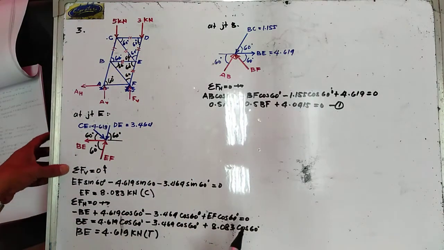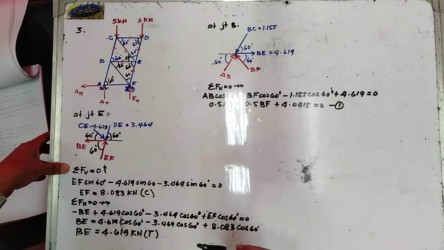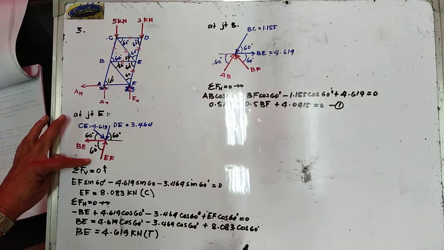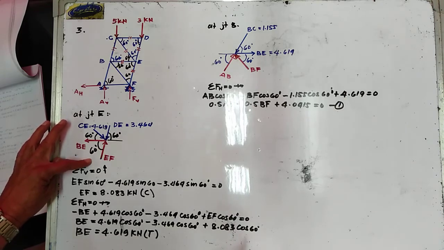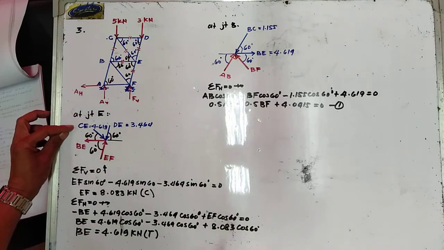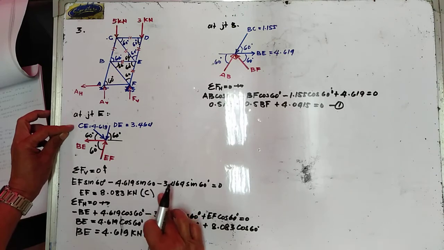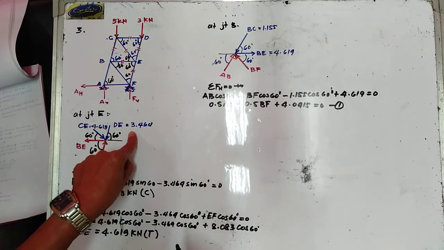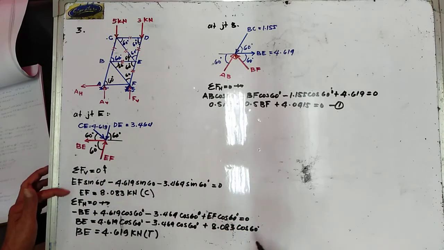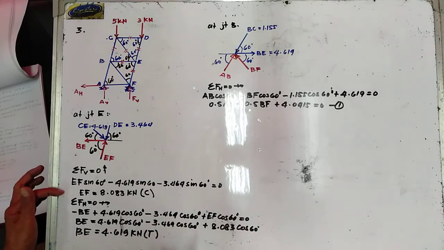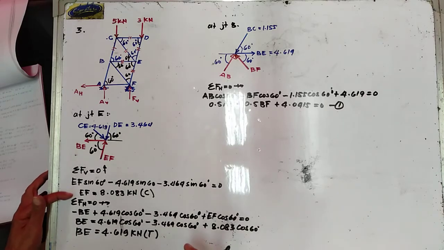Summation of forces vertical is equal to 0, upward forces positive. The vertical component of EF is EF sine of 60, minus the vertical component of CE, which is 4.619 sine of 60, and the vertical component of DE is 3.464 sine of 60. So EF is equal to 8.083 kilonewton. We get a positive value, hence the assumed direction is correct, and that is in compression.